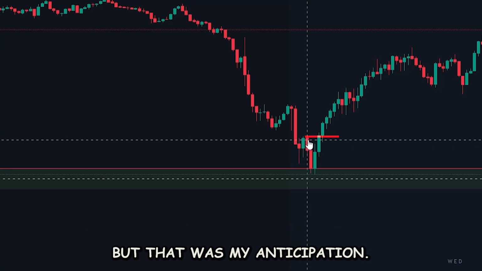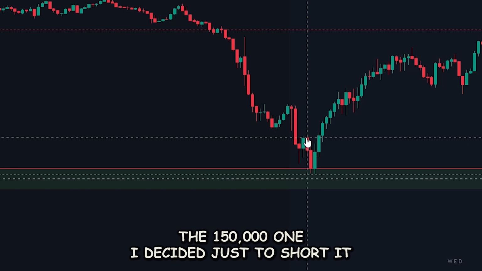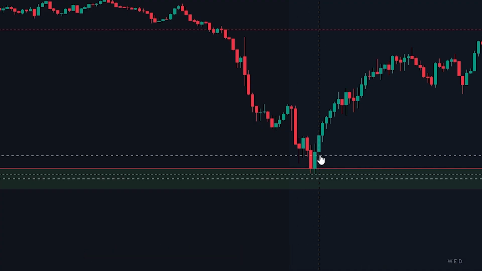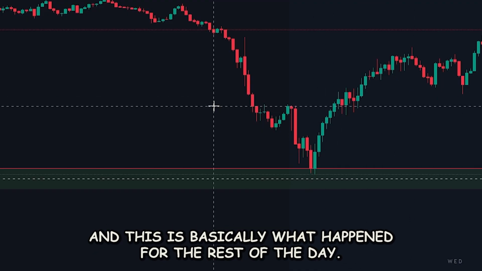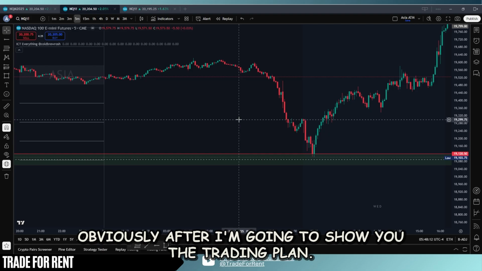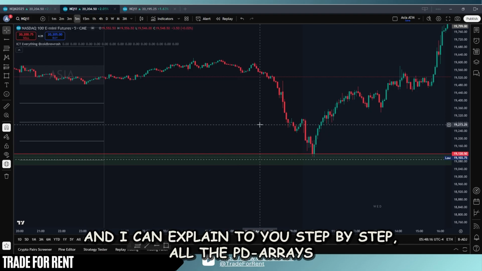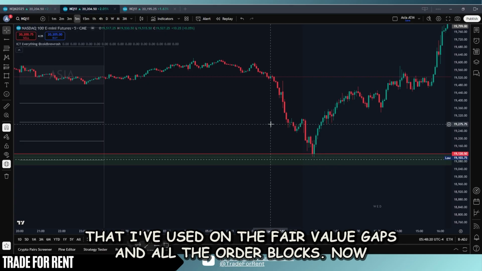my anticipation. Therefore, initially with one of the challenge accounts, the 150,000 one, I decided just to short it here, take this short liquidity here. It was like 70 points, and then I was planning for long, and this is basically what happened for the rest of the day. Obviously, after I'm gonna show you the trading plan, we're gonna go through the actual live footage, and I can explain to you step by step all the PDRAs that I've used, all the fair value gaps, and all the order blocks.